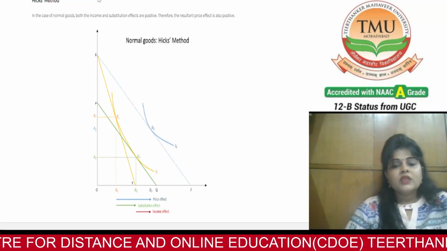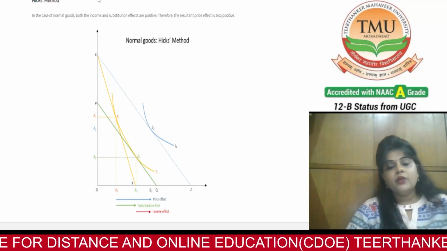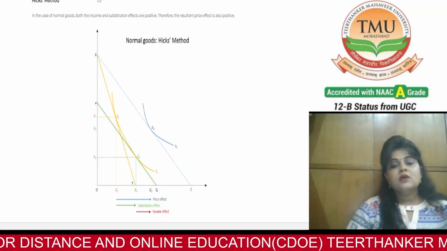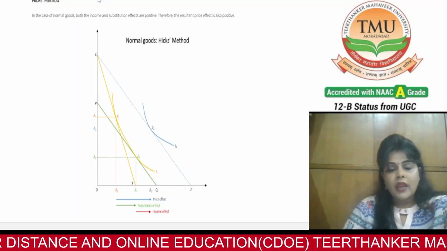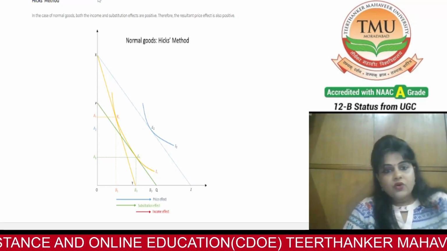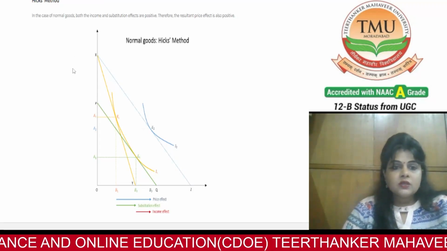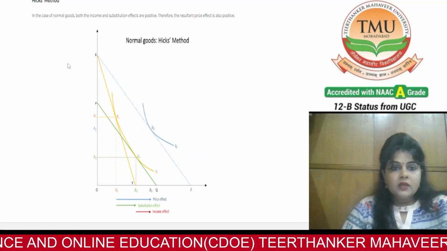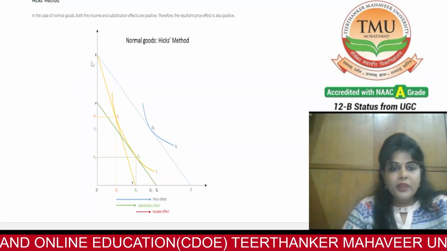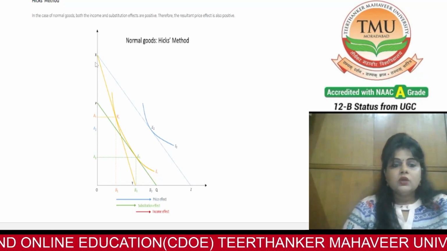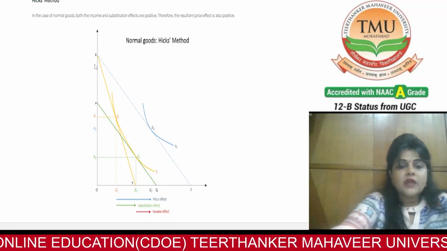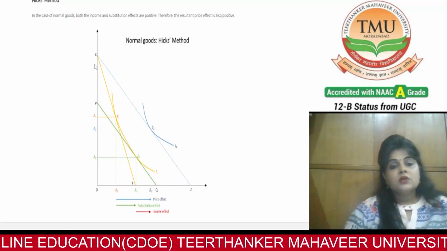Okay, students. The change in the quantity demanded due to the fall in the price of X is the difference between B1 and B2. This is called the price effect. Before, the consumer used B1 of the X good. Now he goes to B2. This is the price effect because the price of the X good has gone down.